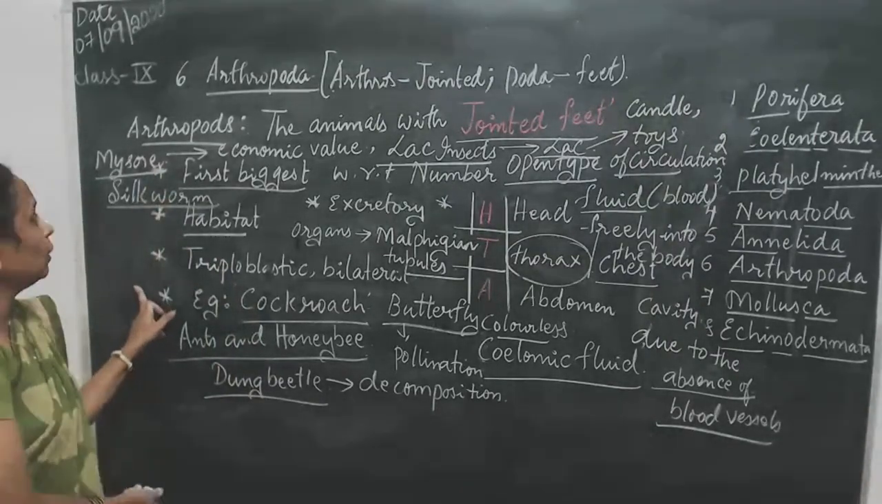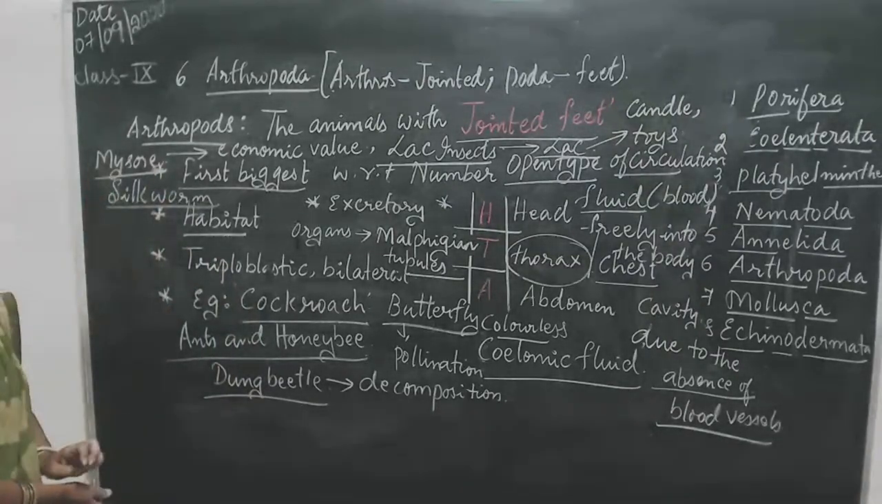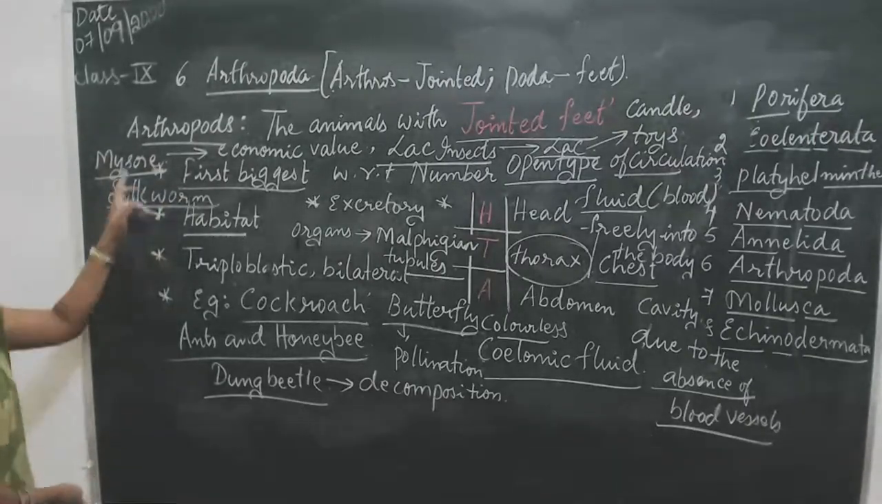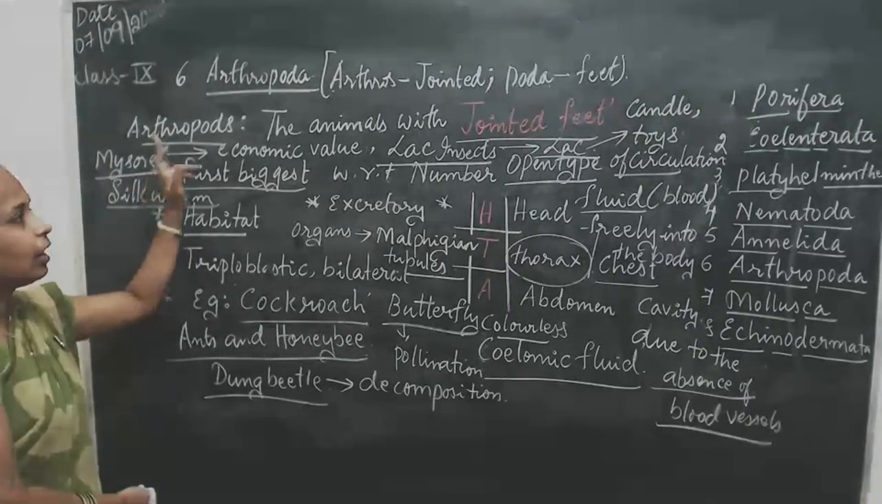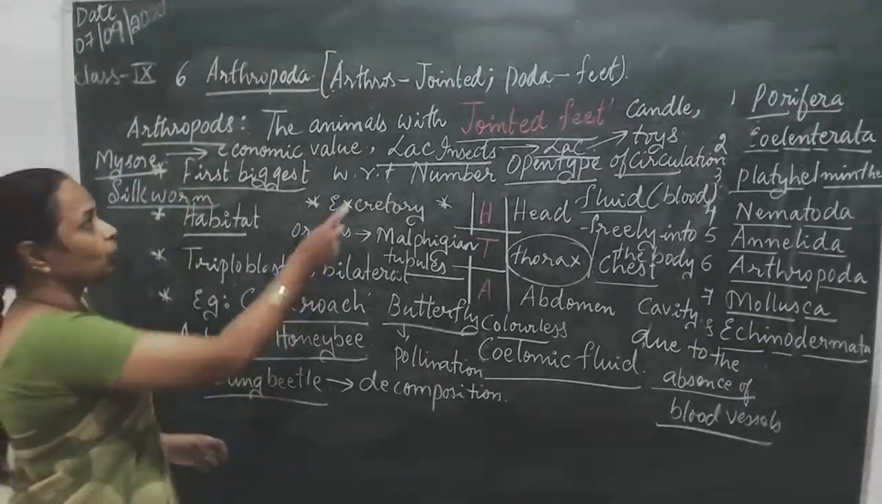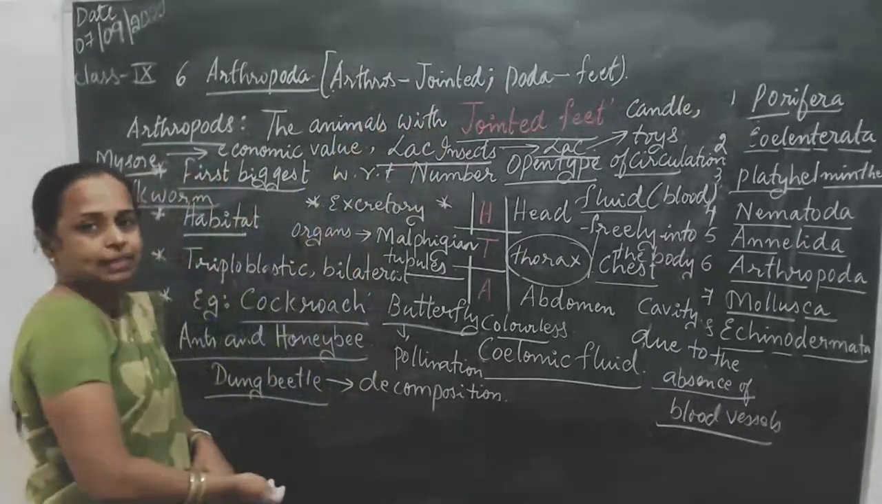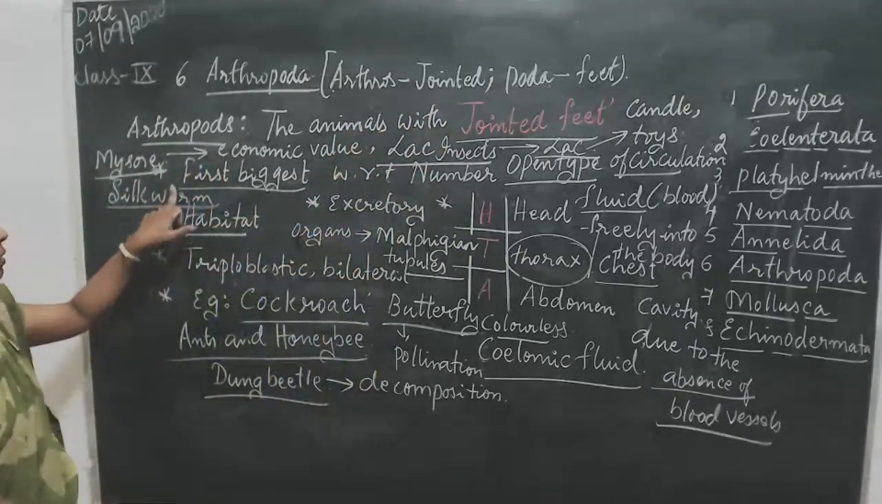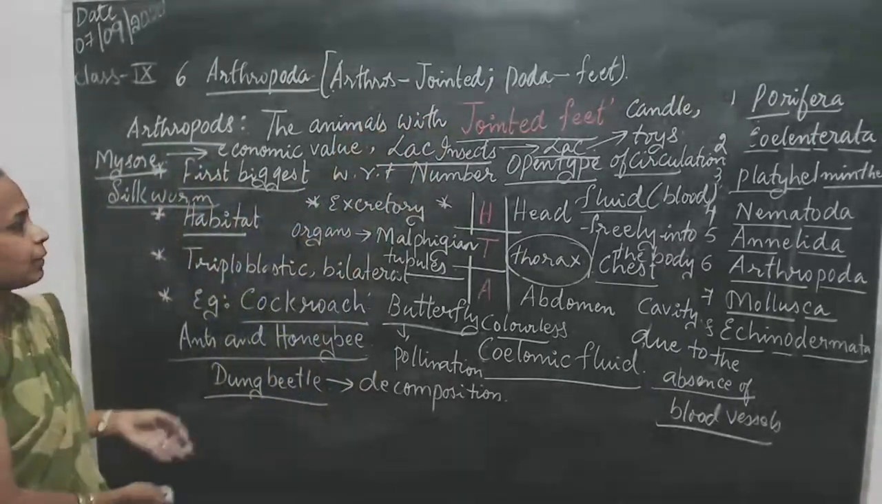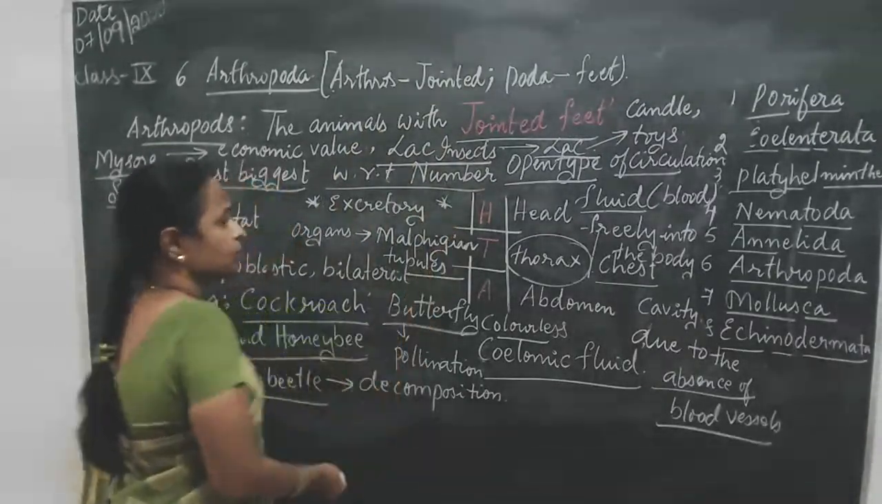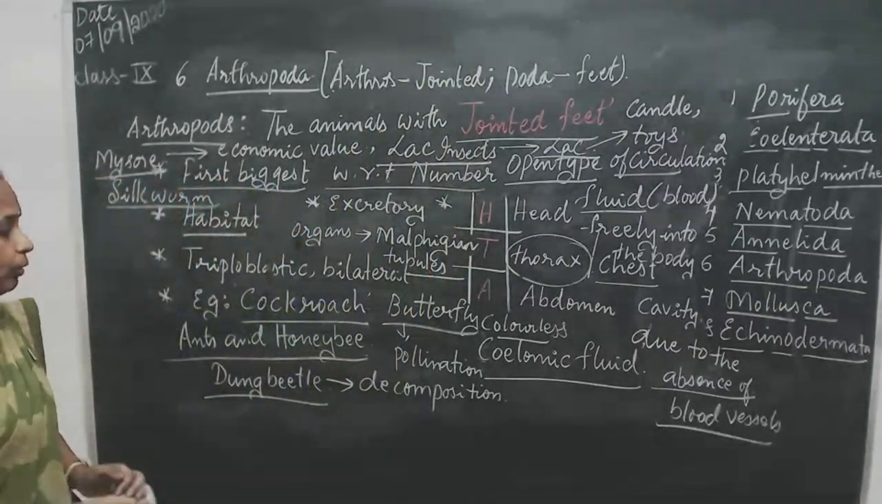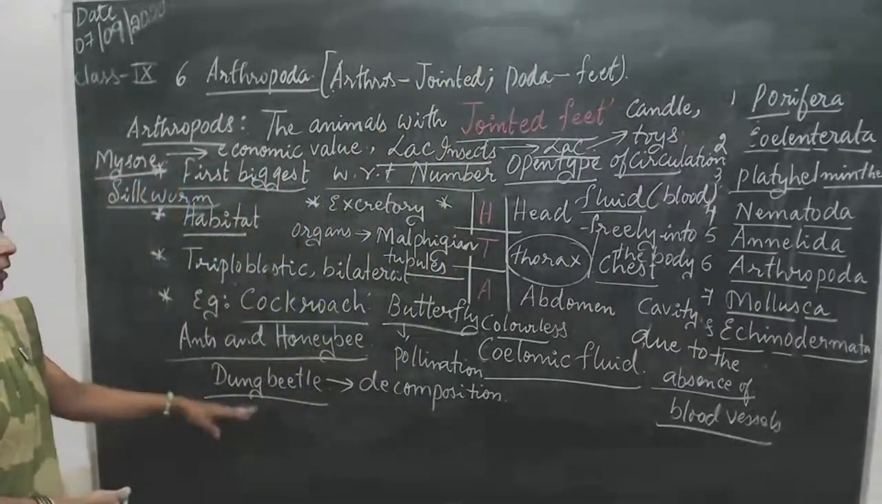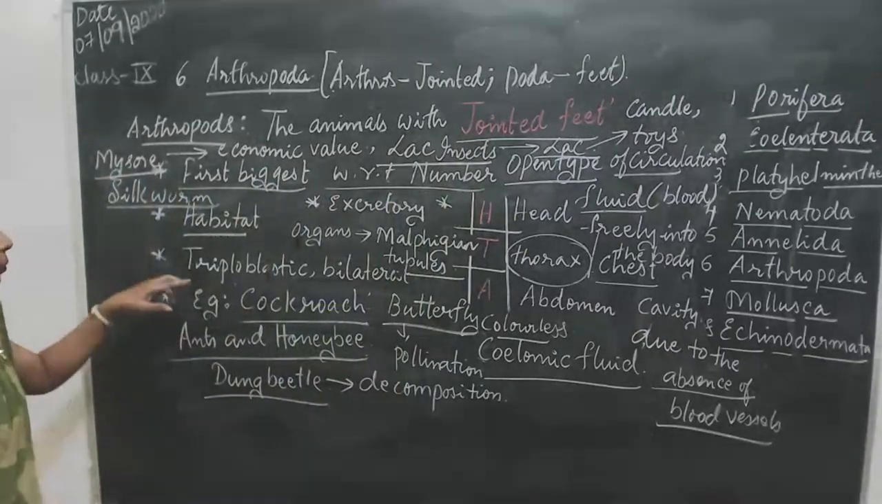Just let me sum up the phylum there. Phylum number 6 is named Arthropoda. The animals with jointed feet are called arthropods. Arthro means jointed and poda means the feet. Then this is the biggest phylum. When I am telling the biggest, it is with respect to the numbers. You have got many examples here. Only a few have been mentioned in the examples here. You can take a spider.